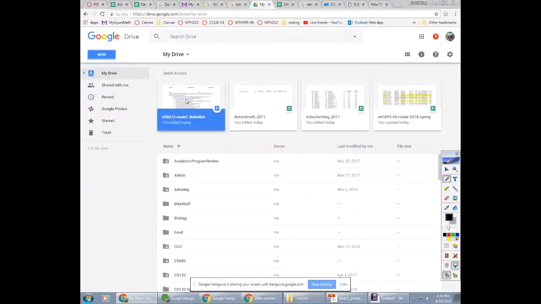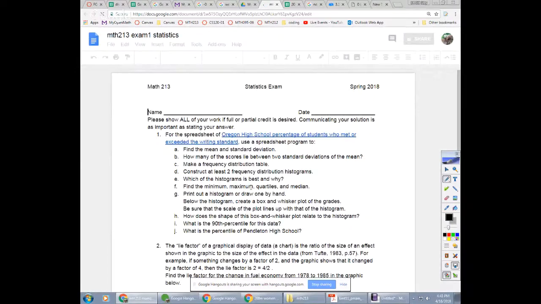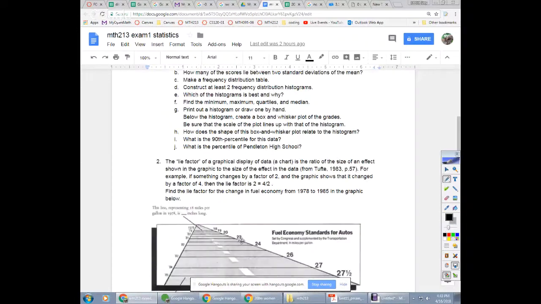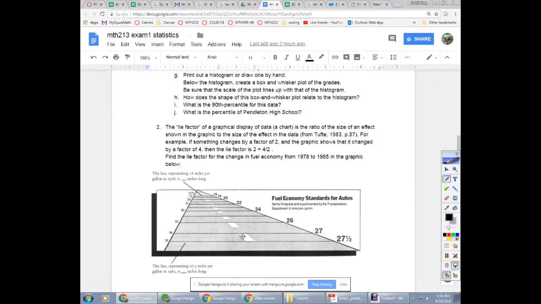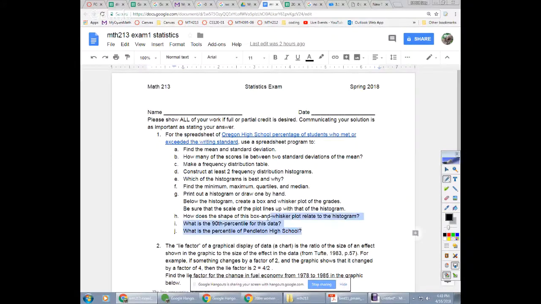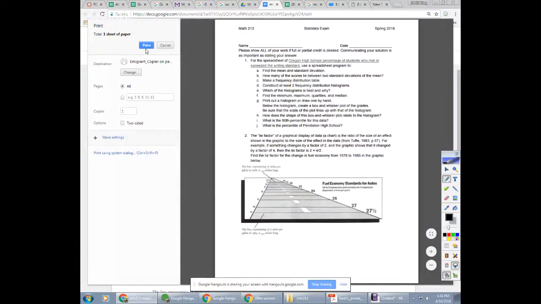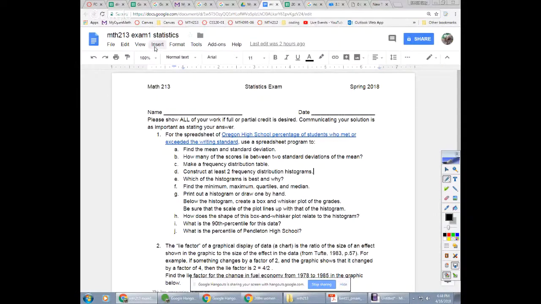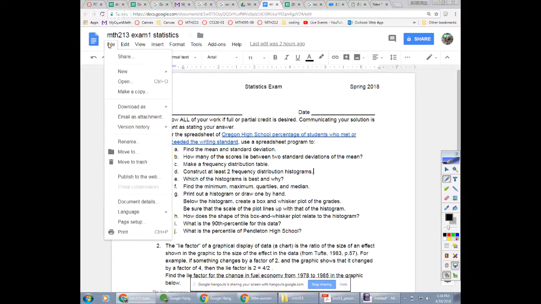So let's see. Exam 1. And question 2 here, we're going to go over how to do this one tomorrow, Wednesday in class. That's about misuses of statistics. But you pretty much have everything you need to do question 1 right now. All right, so let's print 3 copies for now. And then for people that aren't here, I'm going to post this.